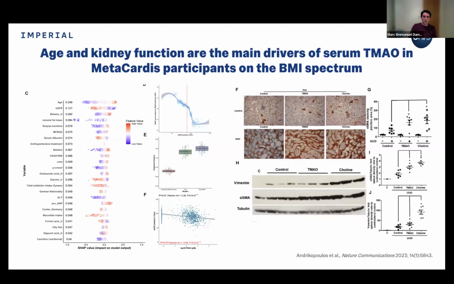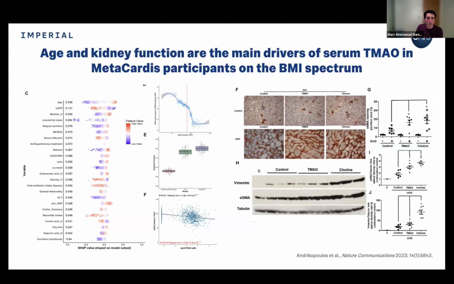What we looked into, fast forward a few years down the line, and published a couple of years ago with a very good research fellow in the lab, Petros Andrikopoulos, is TMAO, but under a different light. We looked at kidney function and kidney fibrosis. When Petros came to the lab, he really wanted to look at TMAO under this kidney angle, and we looked into some of the data sets we had in the lab. One of them is based on the MetaCardis study, and we built a machine learning model using gradient boosting and SHAP to rank the variables.